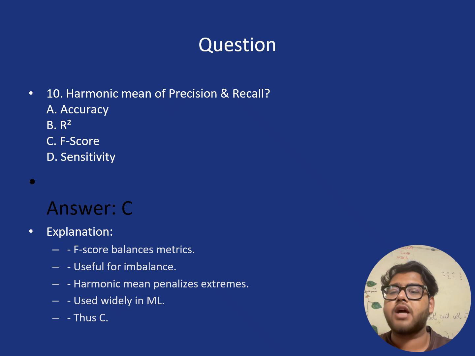Question number 10 is harmonic mean of precision and recall. Accuracy, R square, F score, sensitivity. So the answer is F score. F score balances metrics, used for imbalance, harmonic mean, and penalizes extremes.